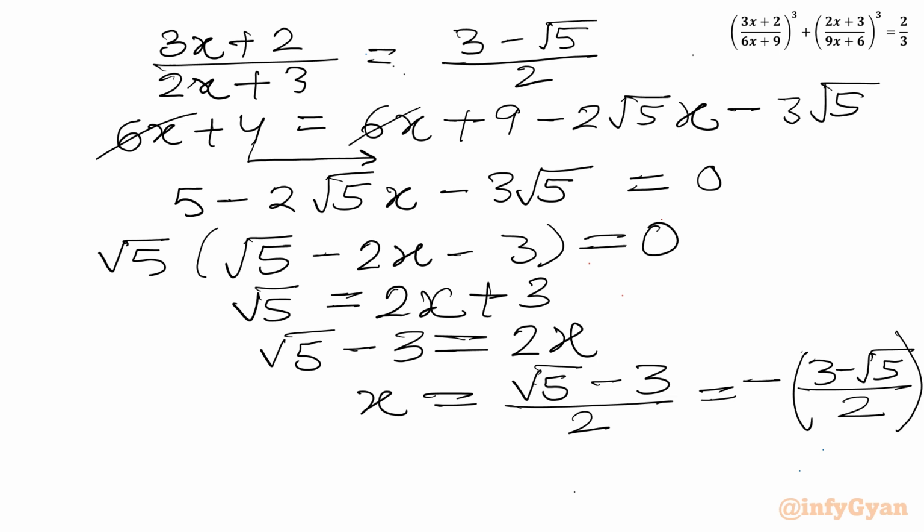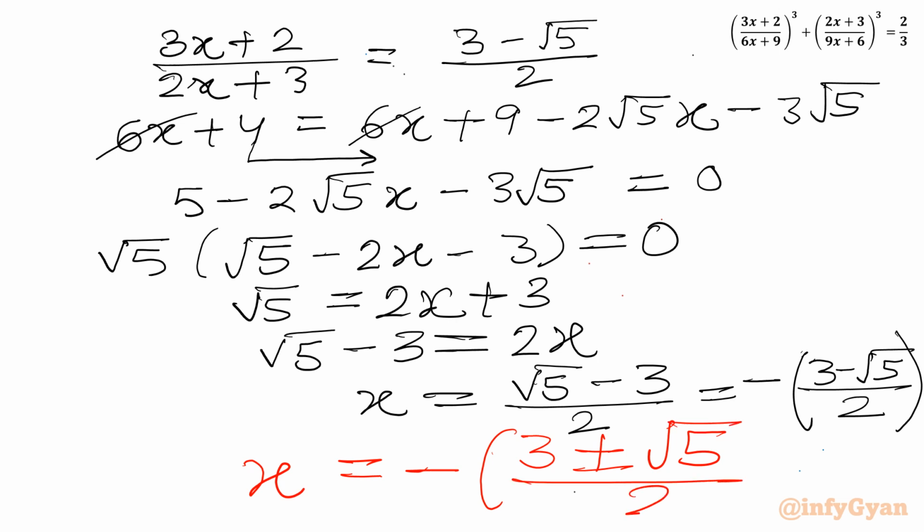So if I club both the solutions, then I can write my answer will become minus of 3 plus minus square root 5 over 2.